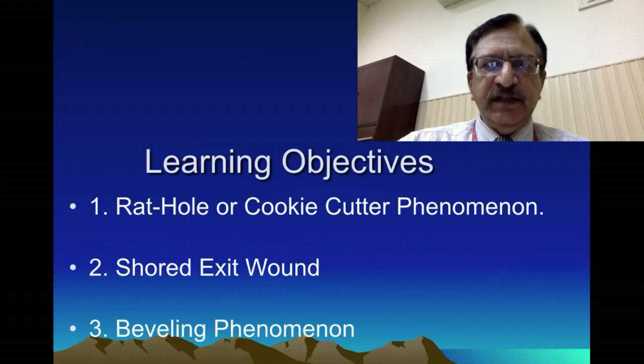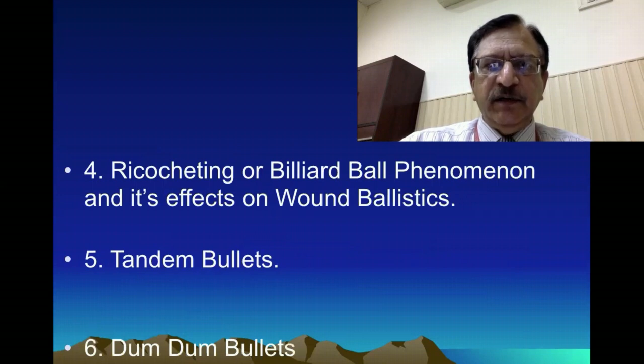We will discuss in this lecture the rat hole or cookie cutter phenomenon. This is a specific phenomenon shown by smoothbore weapons in which pellets are fired. Then we will discuss the shored exit wound and bevelling phenomenon. Then ricocheting or the billiard ball phenomenon and its effects on wound ballistics. And what are tandem bullets? What are dum-dum bullets?